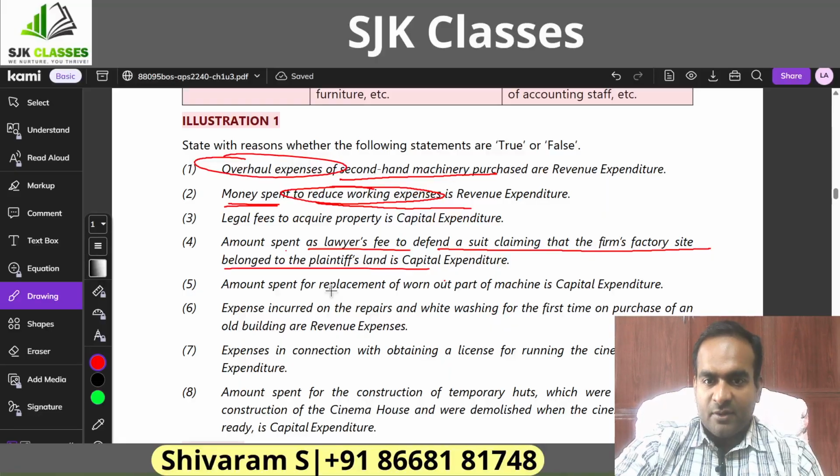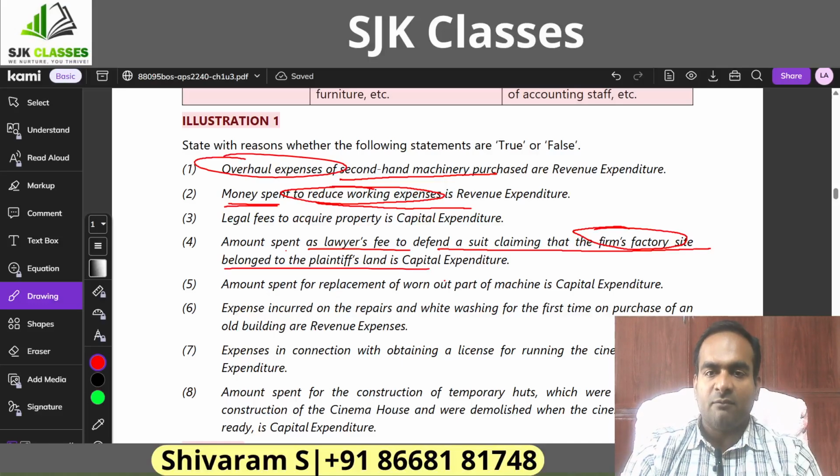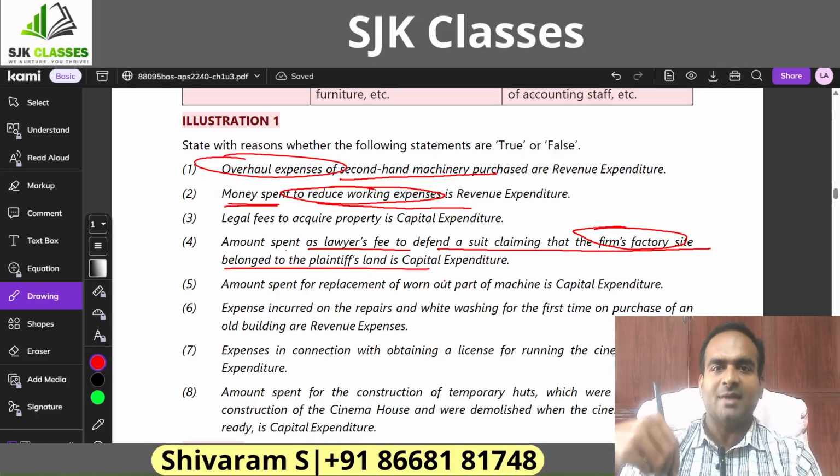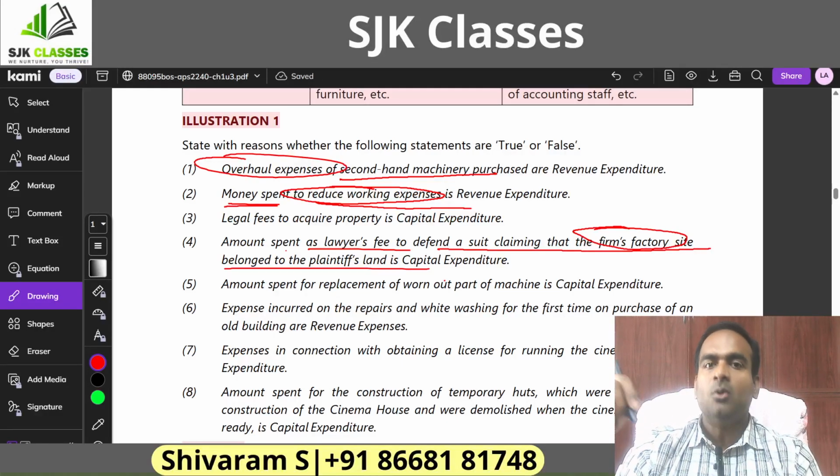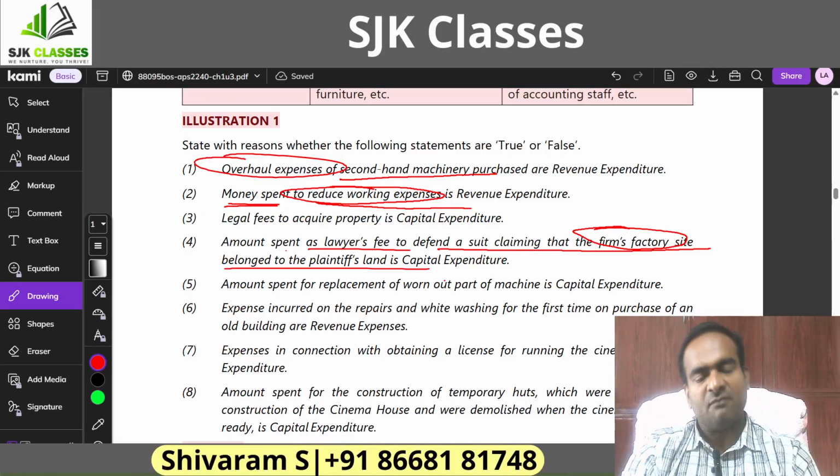Already the factory is with us. So claiming the firm's factory means what? The factory is with us only. We have the factory and we are using the factory. Someone has filed a case against us claiming ownership of this factory. So the lawyer's fees that I pay here are not going to help enhance the asset's efficiency, or bring the asset to usable condition. Hence, this will be a revenue expenditure.